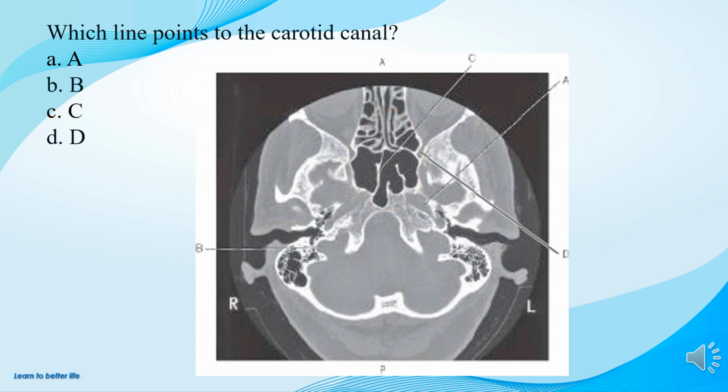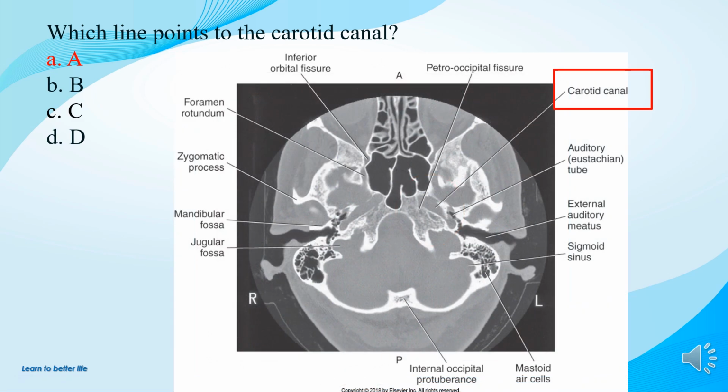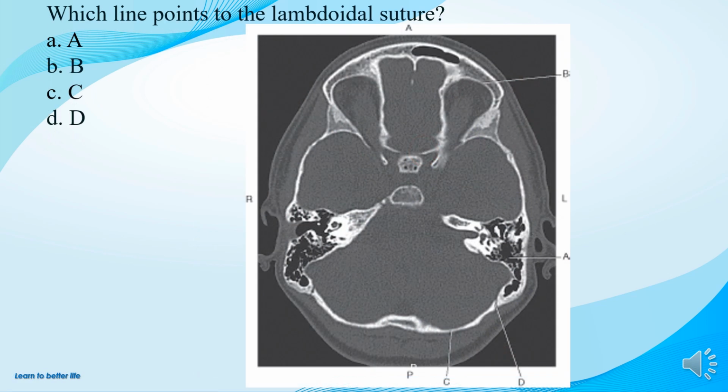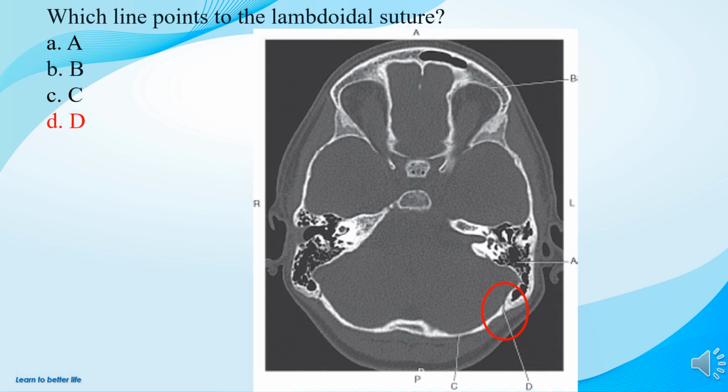Which line points to the carotid canal? A, B, C, or D? The answer is A. Another picture for you to learn the structures. Which line points to the inferior orbital fissure? A, B, C, or D? The answer is D. Which line points to the lambdoidal suture? A, B, C, or D? The answer is D.